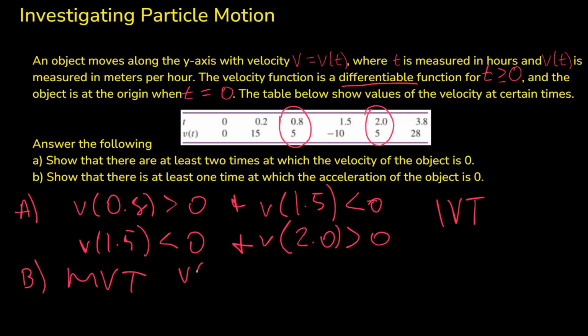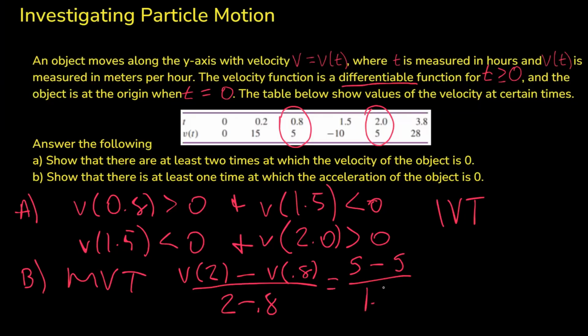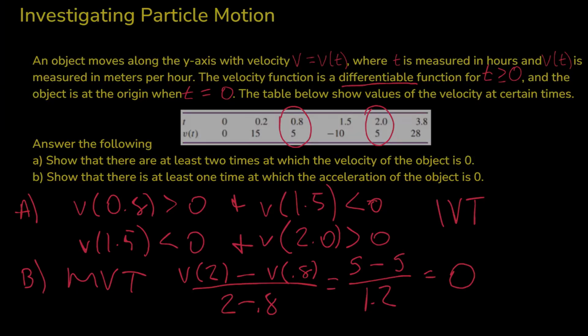So we could do v of 2 minus v of 0.8 all over 2 minus 0.8. V of 2 is 5. V of 0.8 is 5. The denominator is going to be 1.2. And this is going to simplify to 0. So by the mean value theorem, there is at least one time t in the interval 0.8 to 2.0 for which the acceleration is equal to 0.